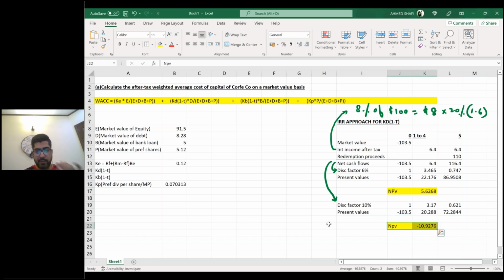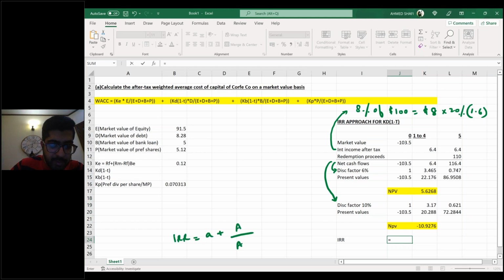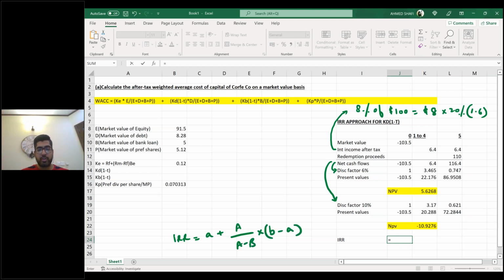Once you get the positive and negative NPV, you need to put them in the formula of IRR. Now we know what is the formula of IRR. Just for the sake of recap, I am writing it here: small a plus capital A over capital A minus capital B, into small b minus small a. So small a is the rate of positive NPV. Can you see the rate of positive NPV? It's 6%. Positive NPV is at 6%, 0.06.